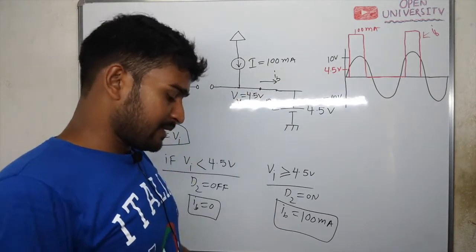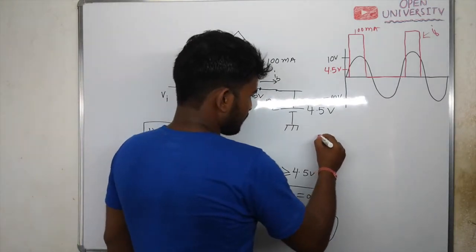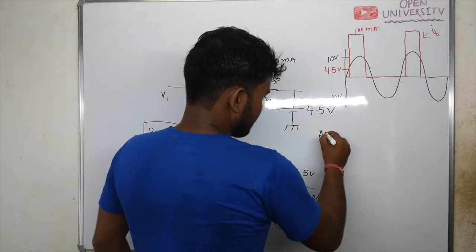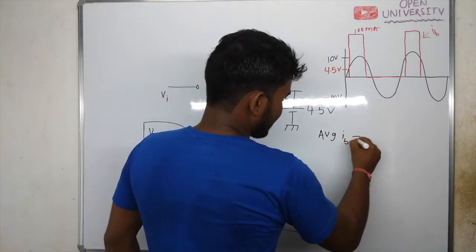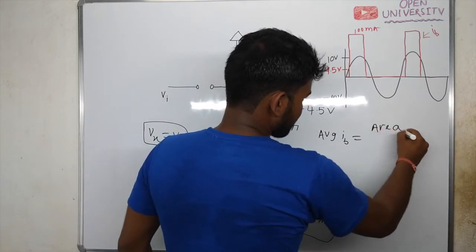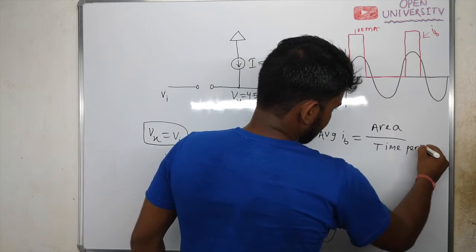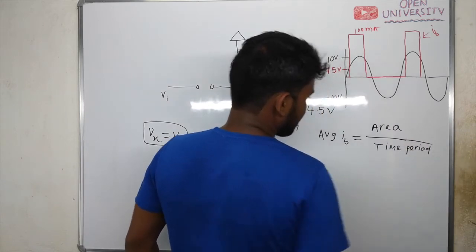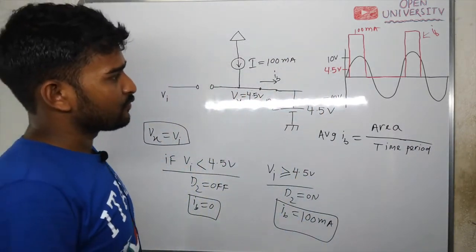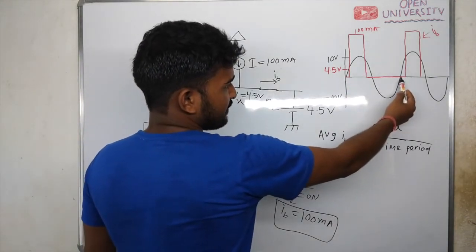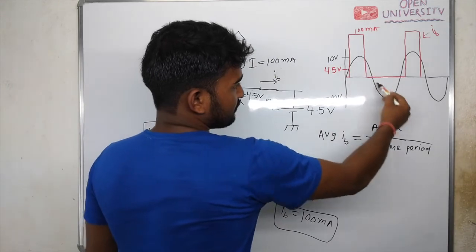How to find out the average value of IB? To find out the average value of IB, we will calculate average IB as area by time period. Always, average value is area divided by time period. How to calculate? What is the time period of this input signal? This is your one time period.